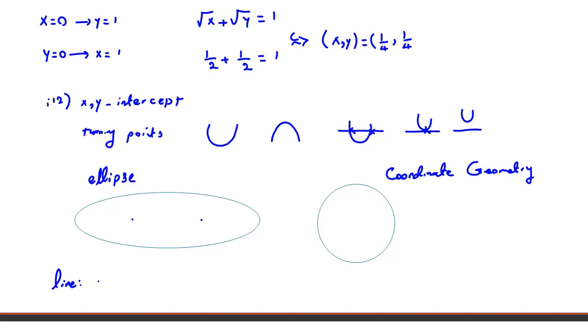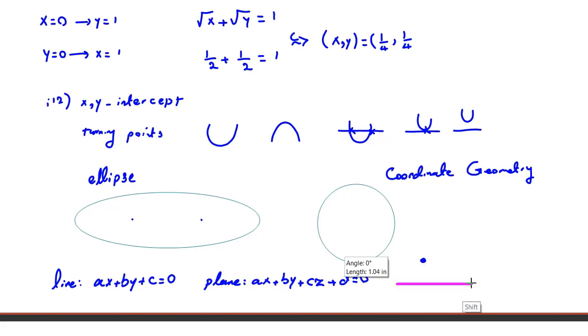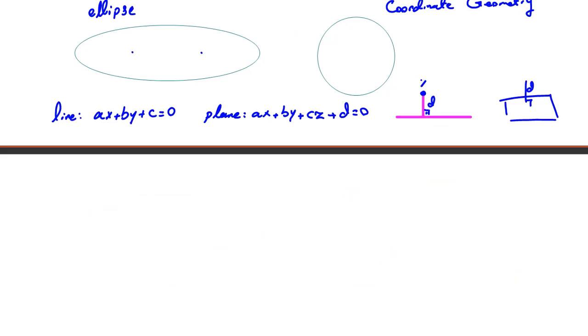Let me write some more and leave a homework from AMC. If you have a line, then ax plus by plus c equals 0. If you have a plane, you can write ax plus by plus cz plus d equals 0. Sometimes we have a point, and we want to find the distance from this point to the line. It has a formula. Suppose the point is x0, y0. The distance will be the absolute value of ax0 plus by0 plus c, over the square root of a squared plus b squared.